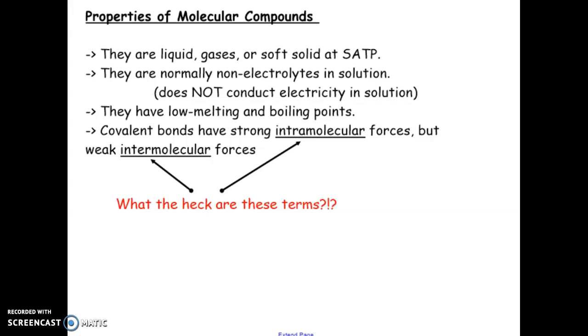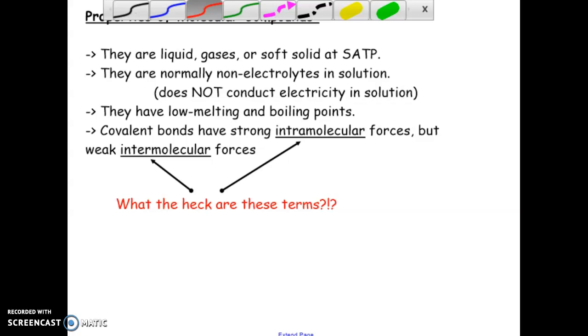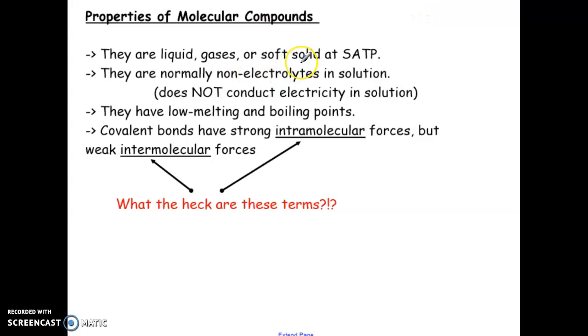Okay, so molecular compounds come in a variety of different properties. We already looked at ionic compound properties before. Molecular compounds come in a variety of states. Some are liquid, some are solids, and some are gases. But usually the ones that are solid are not overly hard. Remember, SATP stands for standard ambient temperature and pressure, which is basically room temperature. So a liquid at room temperature, a gas at room temperature, or a soft solid at room temperature.